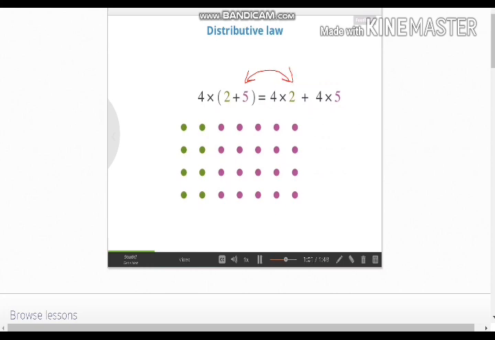These are two different ways of counting all the dots here. We could count all the dots at once, or we could count the green dots and purple dots separately and then add them together. So looking at this equation, whenever you're adding two numbers in parentheses and you multiply that sum by another number, you can use the distributive law, which says you can distribute the outside number into the parentheses, multiplying it by each number inside. So we have 4 times 2, and we're adding that to 4 times 5.